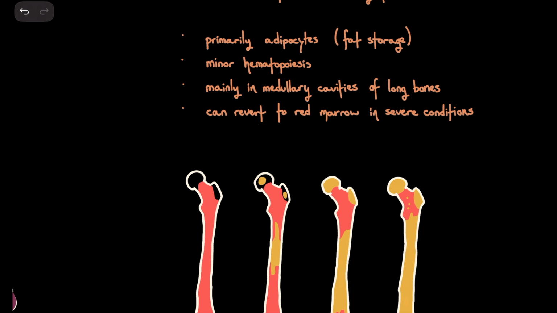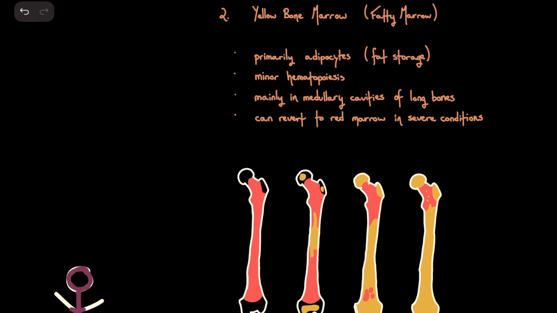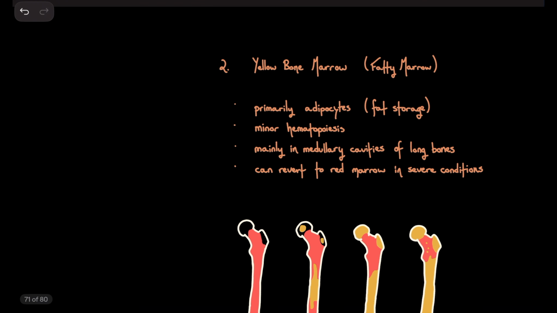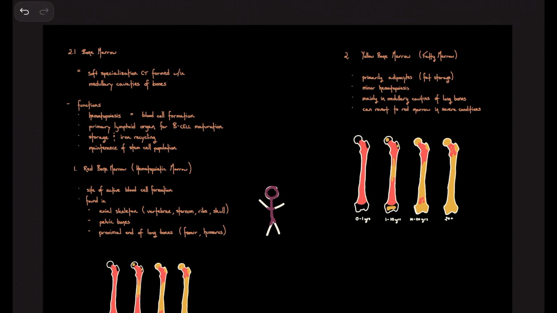All right, so we can revert from yellow to red in severe conditions. I don't know much about this. I just did see this when I was researching for this class. So that's kind of cool. But yeah, yellow bone marrow, mostly for nutrient storage and maintenance within the marrow cavity.